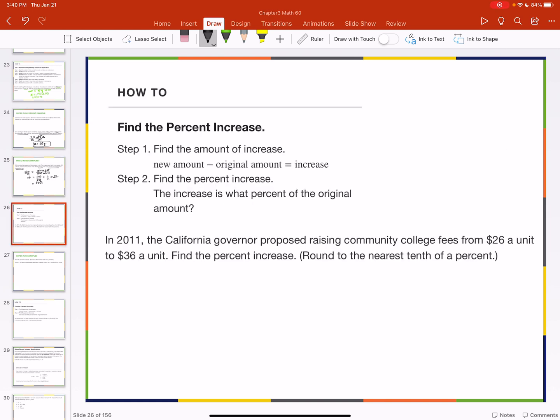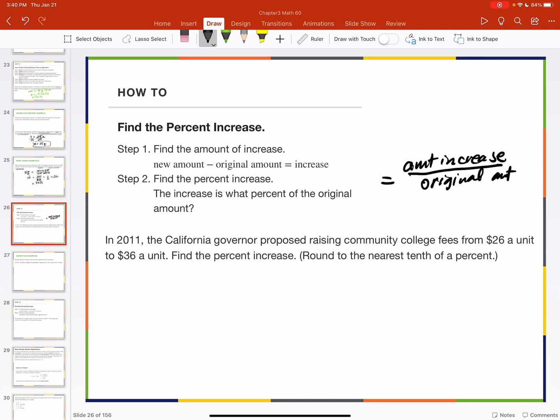Okay, so how do you find the percent increase? To find the percent increase, we first get the new amount minus the original amount. So we know the amount of increase, and then the percent increase is the ratio of the amount of increase divided by the original amount.